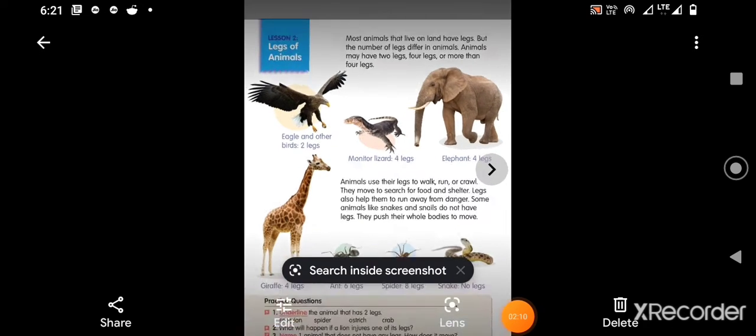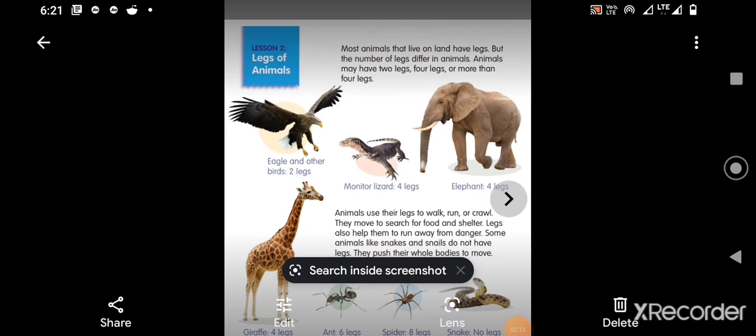Yes children, today we will do the activity using our content book, and you can also keep your EVS notebook open. You see the pictures, children. Lesson 2, legs of animals. The first animal, can you see? Yeah, it is an eagle. So how many legs does it have, children?